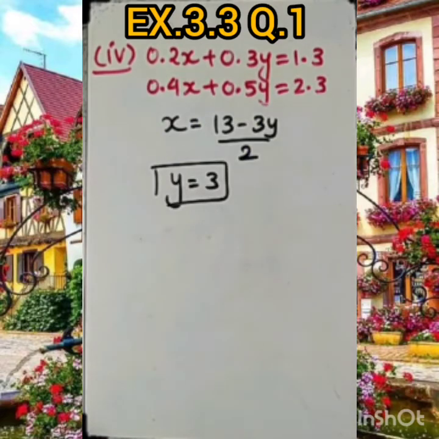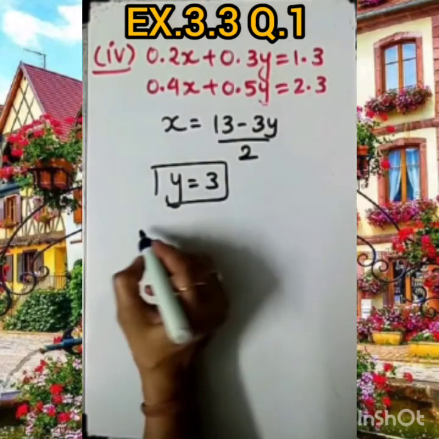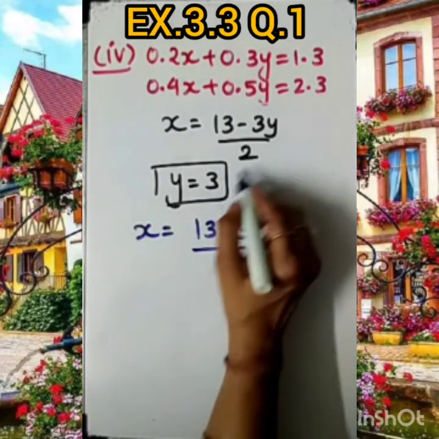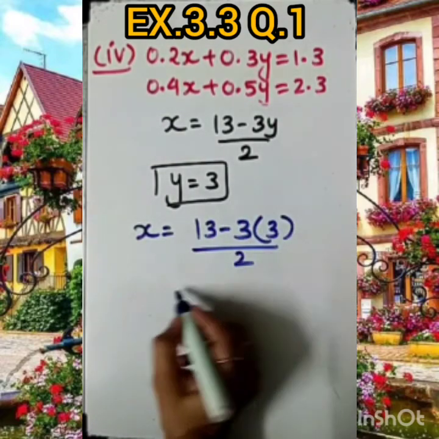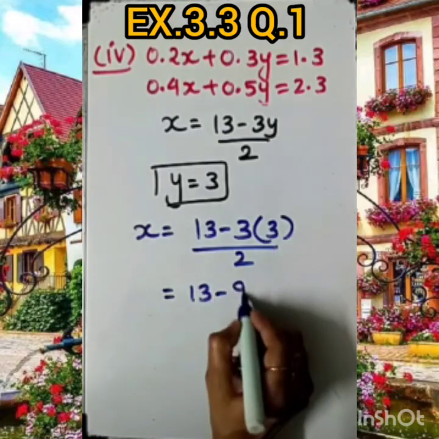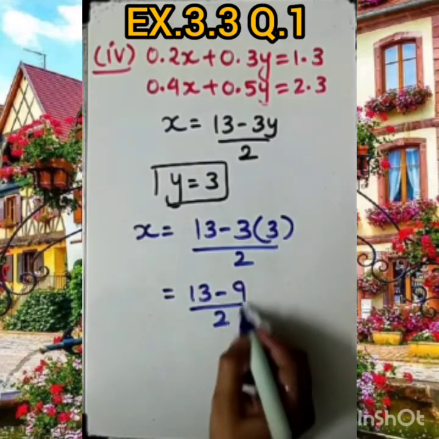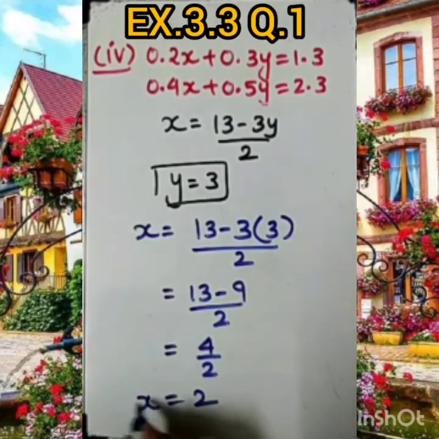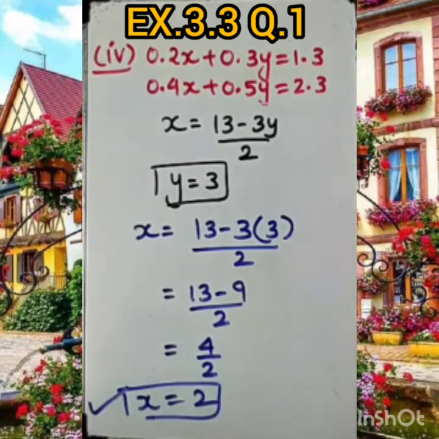So let's see how to solve and get the final answer. The value of x with us is 13 minus 3y by 2. In that I am going to substitute the value of y, which is 3. So 13 minus 3 times 3, that is 9, by 2. 13 minus 9 is 4. 4 by 2, the answer is 2. So dear student, the value of x for this equation is 2 and the value of y is 3. This is the solution of the fourth equations with the substitution method.